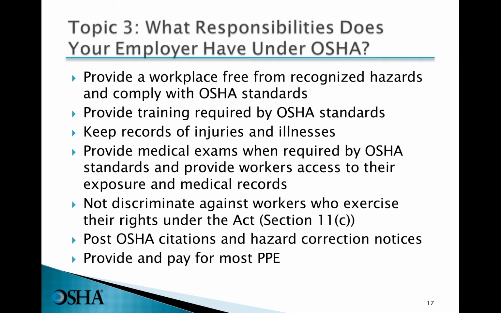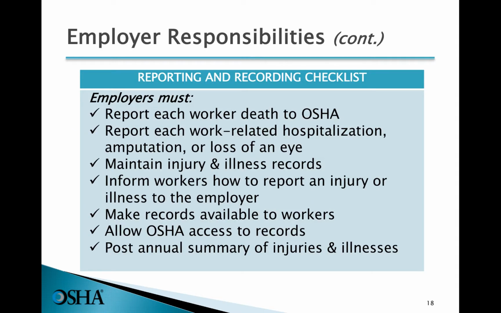The employer must post OSHA citations and hazard correction notices. And the employer must provide and pay for most personal protective equipment. Not everything is covered. That's covered more in the OSHA Act. Again, employers must report each worker's death to OSHA, and report each work-related hospitalization, amputation, or loss of an eye. The employer must maintain injury and illness records, inform workers how to report an injury or illness to the employer, and make records available to workers. The employer must allow OSHA access to records, and must post an annual summary of injuries or illnesses.